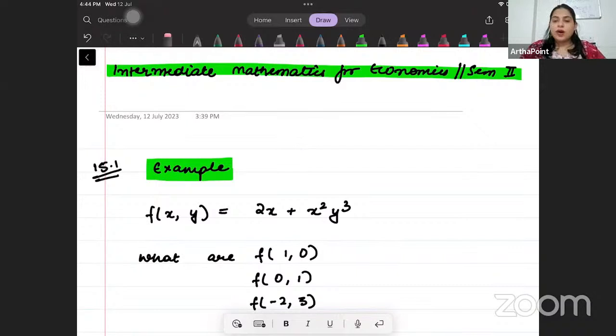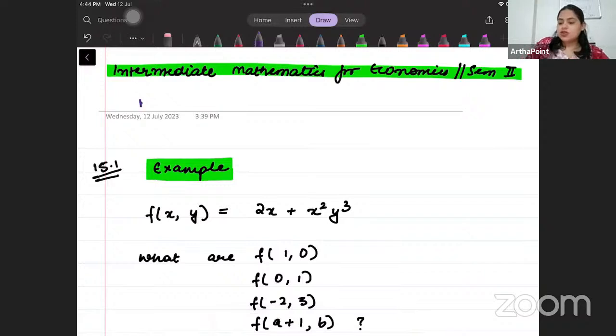Hi, good evening, everyone. In today's session, we will take one of the chapters of Delhi University Semester 2 MME paper, okay? And the chapter that I'm going to take today is chapter number 15 from Sydsaeter and Hammond.